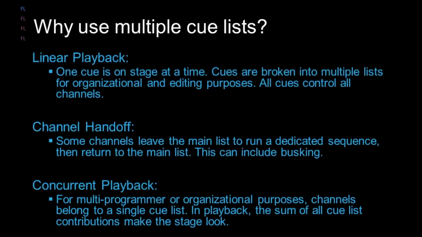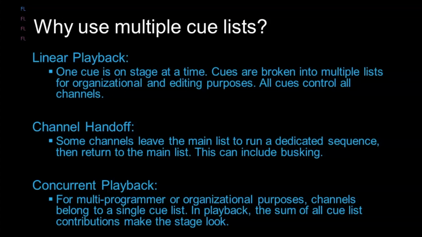We can use multiple cue lists for linear playback. As we'll see when we get into the section, that means there's a single cue on stage at a time, and every cue potentially controls every single light, right? So we're playing these things back, but maybe for the purposes of organization or for tracking and editing, we wanted these things to be in multiple cue lists, and we'll look at that in a little bit.